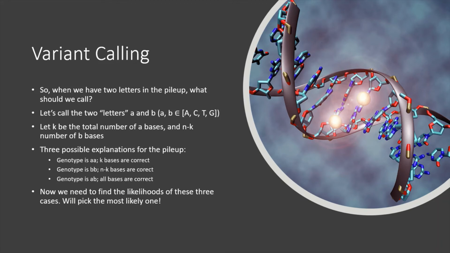If the variant is AA, k nucleotides are correct. If the variant is BB, n minus k nucleotides are correct. If we have diploidy, both are correct. In this case, we will assume that A and B should appear with the same probability in order to calculate the likelihood correctly. We will just pick the most likely one.